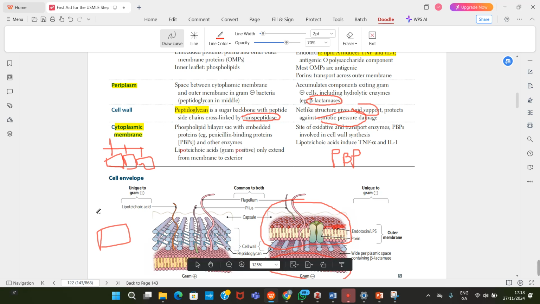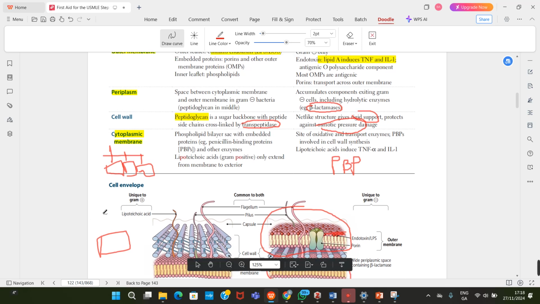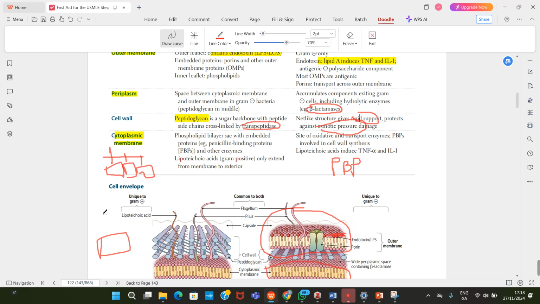Then finally, can you say? I'm sorry if you haven't finished that one. Before you get to another one, can you repeat what you said about the transpeptidase again?